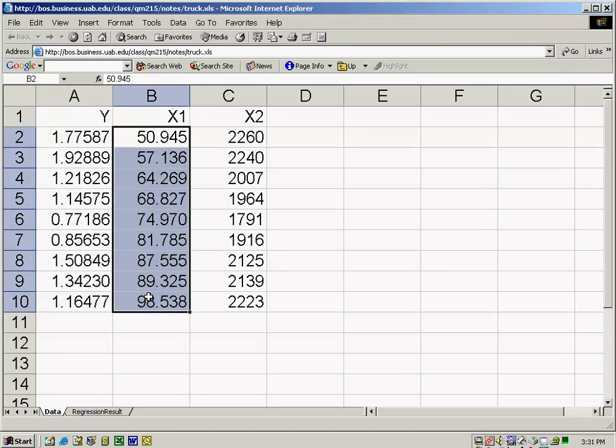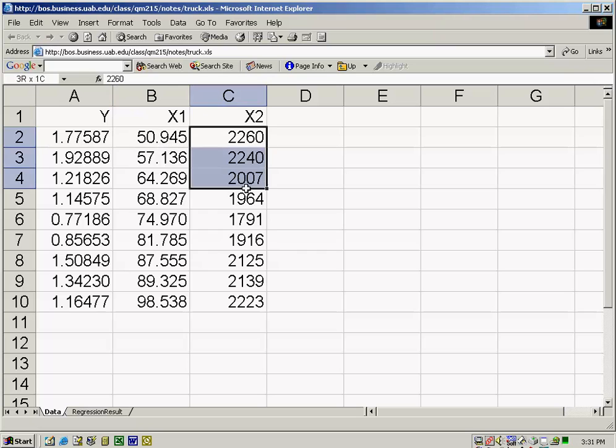Second column is the average price of all trucks variable, and that's in thousands of dollars. So that first number is an average price of $50,945. And the last column was the usage variable, the number of ton miles. A ton mile is 1 ton moved 1 mile in the US. So the 2260 is probably, in the actual unit of measurement has been lost, it's probably in billions of ton miles moved.